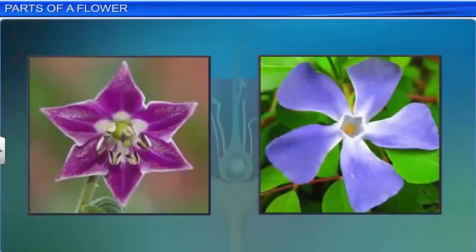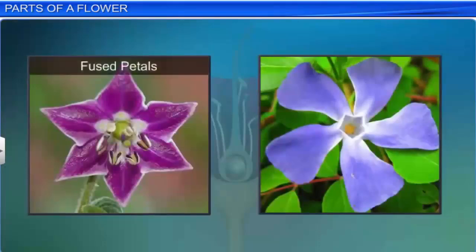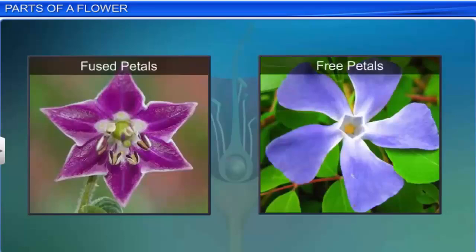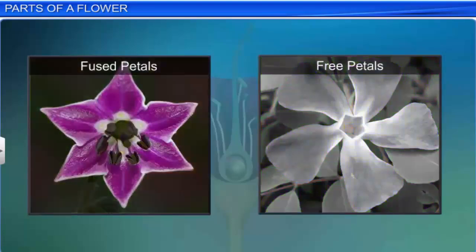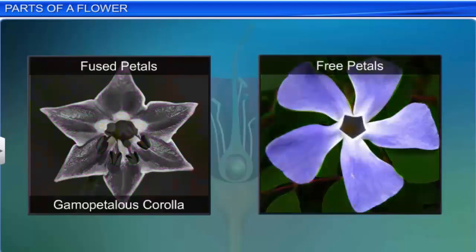Like the calyx, the petals of the corolla can be either united or free. When united, the corolla is called gamopetalous, and when free, it is called polypetalous.